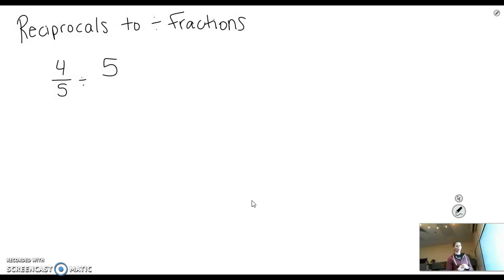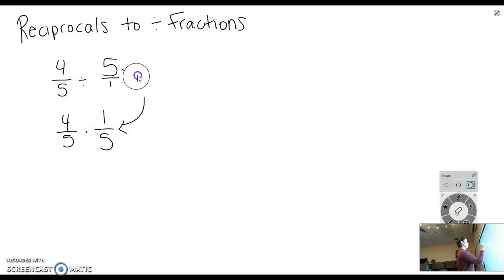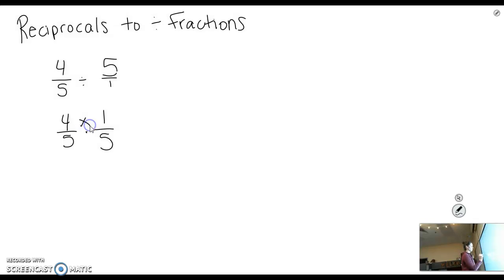So in order to divide fractions, you actually multiply the first fraction by the reciprocal of the second fraction. So I have 5. Remember, 5 whole numbers are over a 1, imaginary 1. So the reciprocal, the opposite, is 1/5. Okay? So now that I have my reciprocals, now I just multiply. And we multiply across the top and across the bottom. So this would give me 4/25.